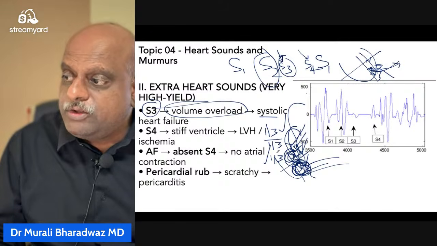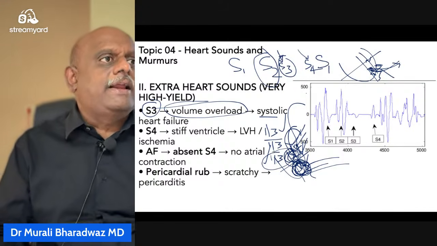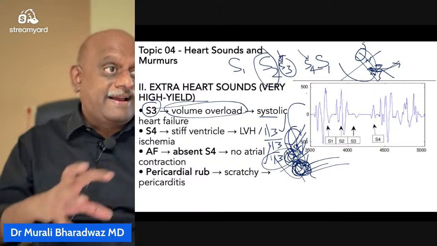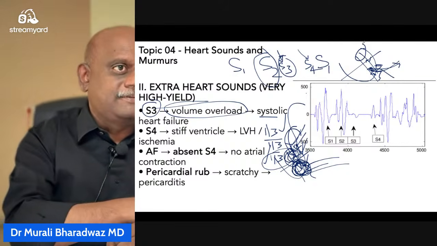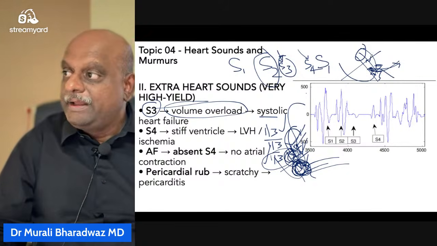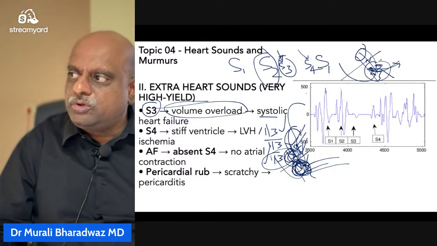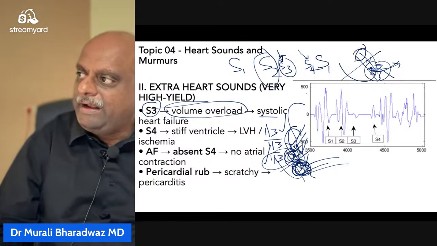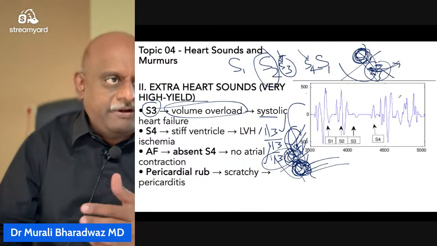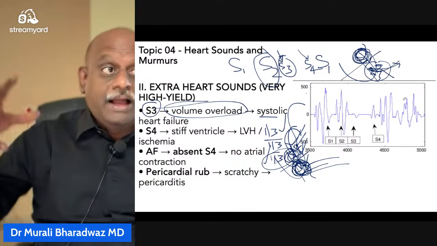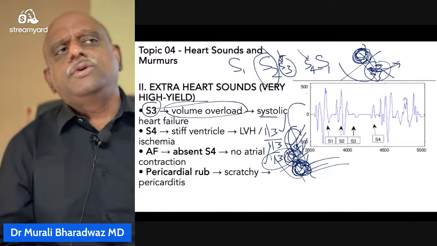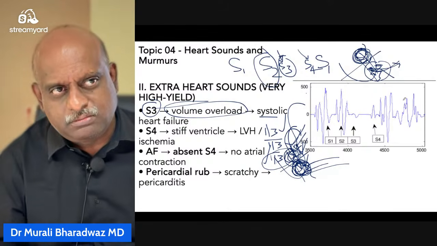What happens during the last 1/3 of the ventricular diastole? The atria contract to push the blood, because during the last 1/3, the first 2/3 of the blood has already come into the ventricle, and this last 1/3 of the blood can be pushed only when the atrium contracts. Okay?